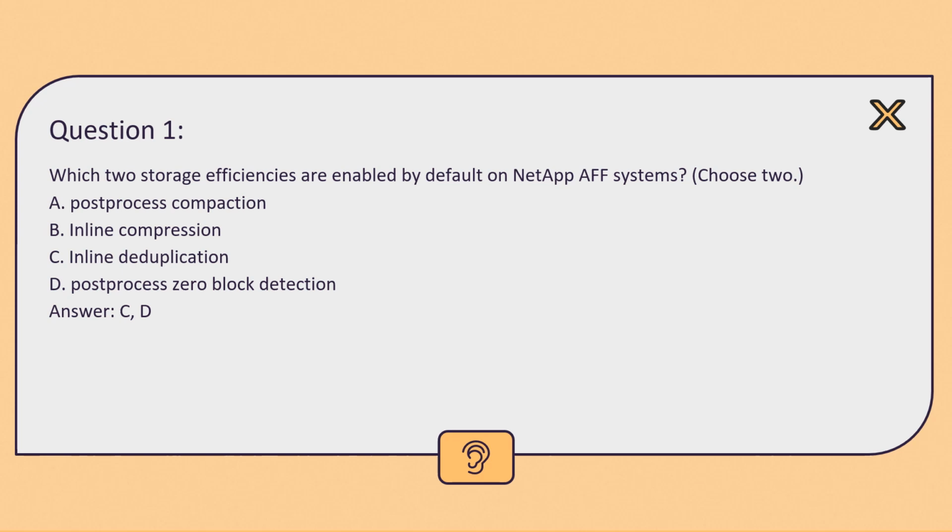1. Which two storage efficiencies are enabled by default on NetApp AFF systems? Choose 2. A. Post-process compaction, B. Inline compression, C. Inline deduplication, D. Post-process zero-block detection. Answer: C, D.